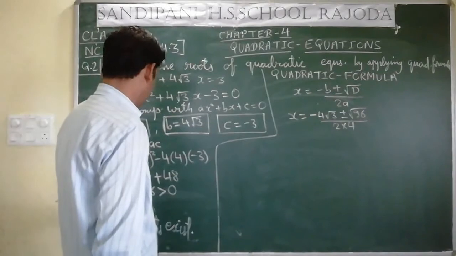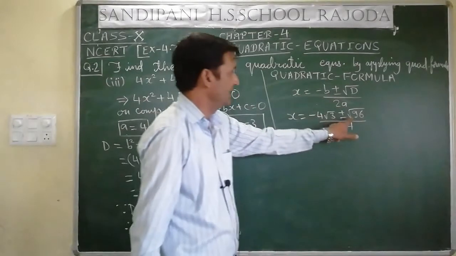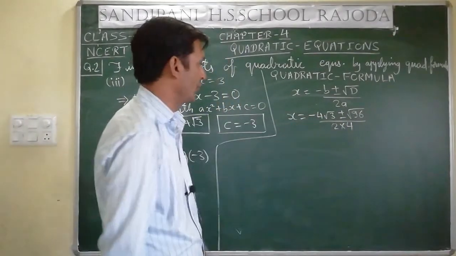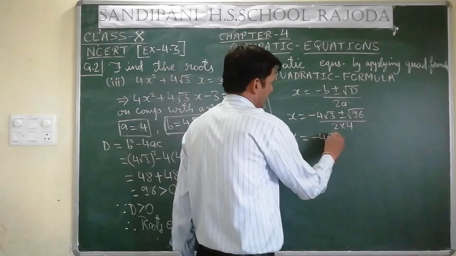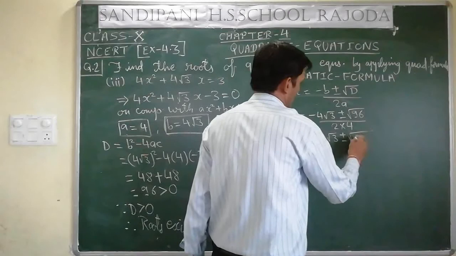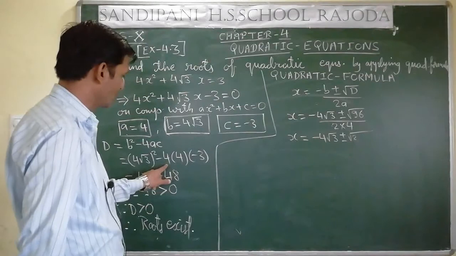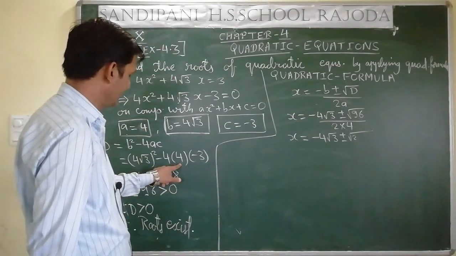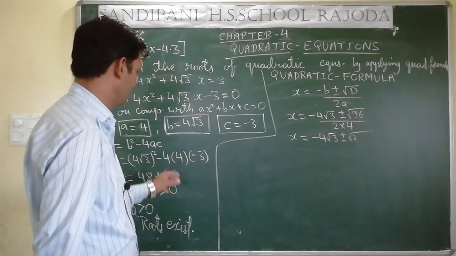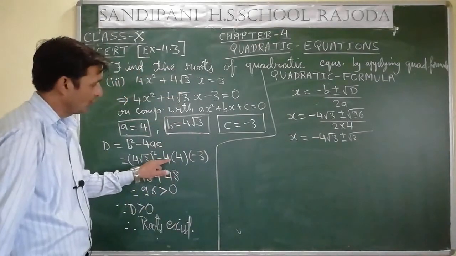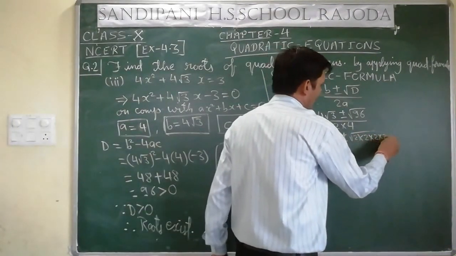See, value of a is 4. So now minus b, that is 4 root 3, and d, that is root 96 upon 2 into 4. So x is equal to minus 4 root 3 plus minus root 96. You can break it because it is 4 into 4, 16, 16 3s are 48, and 48 2s are 96, meaning 2 into 2 into 2 into 2 into 2 into 3.